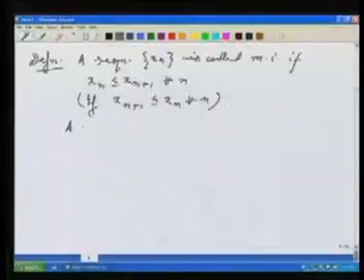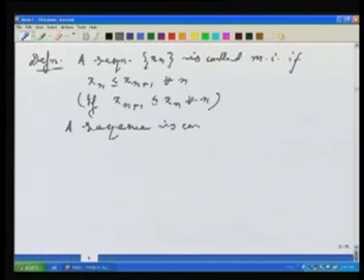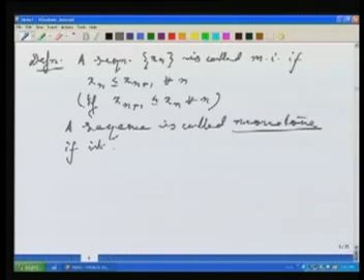So, a sequence is called monotone if it is either monotone increasing or monotone decreasing. And we will try to prove that given any sequence, if it is bounded and it is monotone, then it actually converges. And we have seen some such examples.